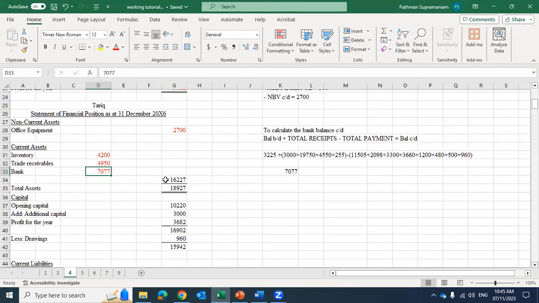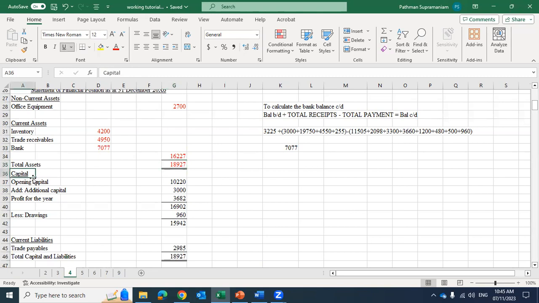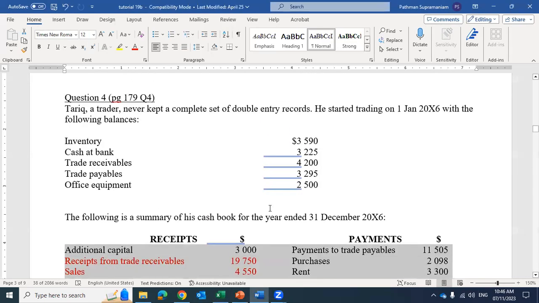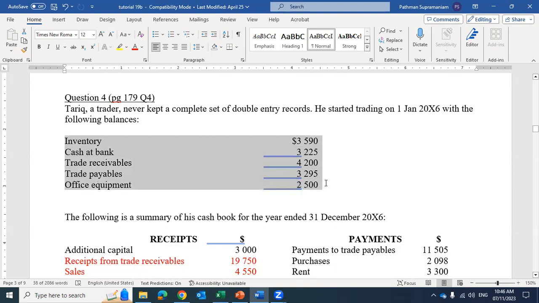Right, so moving ahead, this is the total current assets. Therefore, this is my total assets. So moving on to the capital side. The opening capital, as mentioned earlier, should be opening assets minus opening liabilities. Since we are not given an opening SOFP, we can use these as the opening assets and opening liabilities.